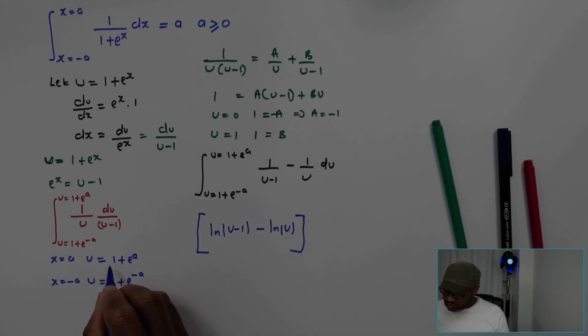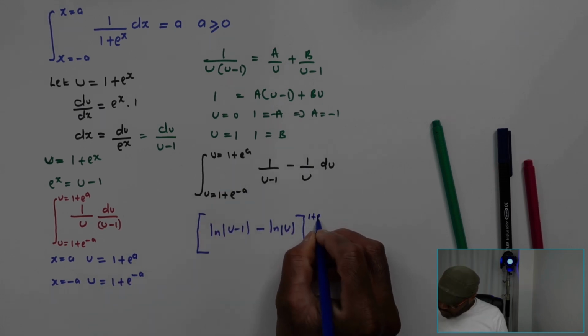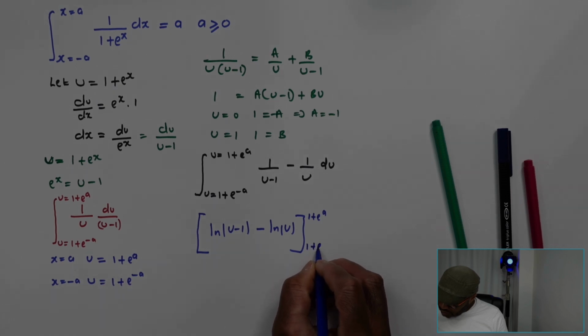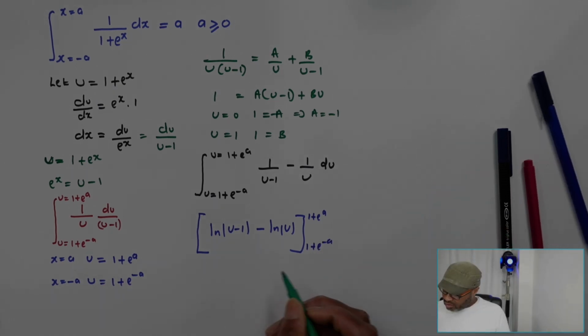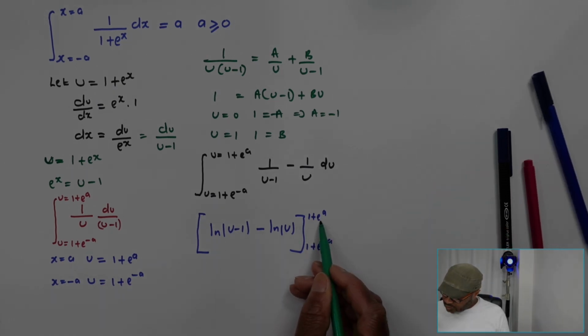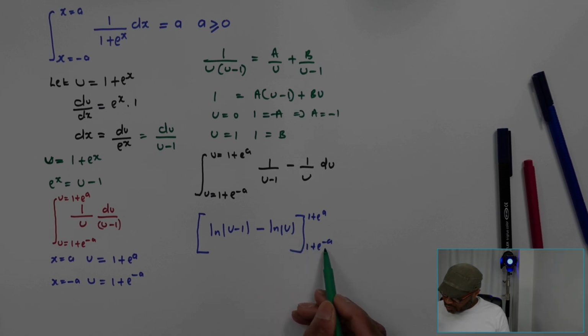And my boundary conditions are those: 1 plus e to the power a and 1 plus e to the power minus a. I can substitute the upper limit into there, and take away the substitution of the lower limit into there, for u.